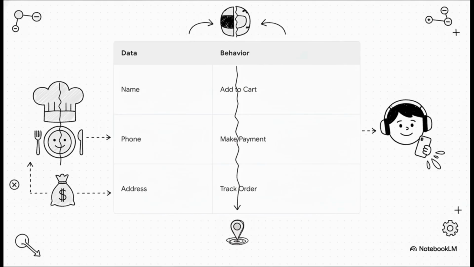In our app, the restaurant is an object, the delivery agent is an object, and you, the customer, are an object. And every single object is made up of 2 distinct halves. First, you have data. These are your characteristics, your name, your phone number, your address. And second, you have behavior. These are the actual methods or functions you can perform, like adding to your cart, making a payment, or tracking an order. Every single object in programming is just a combination of its data and its behaviors.